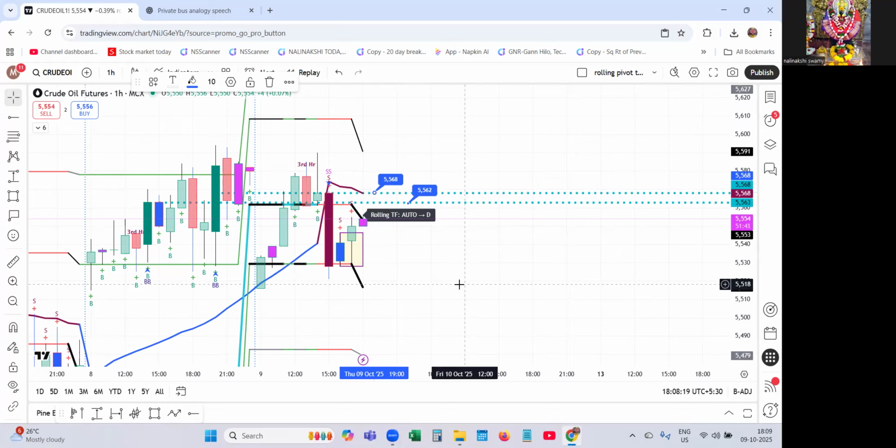I have tried to explain the concept with the analogy of the private bus and the gimmicks, everything. You try to trade properly, understand the concept. Don't just imagine that if the bar goes above pivot, if the bar goes above Gann HiLo, then buy. No, you need to apply the logic, then clarity will come into your trade.